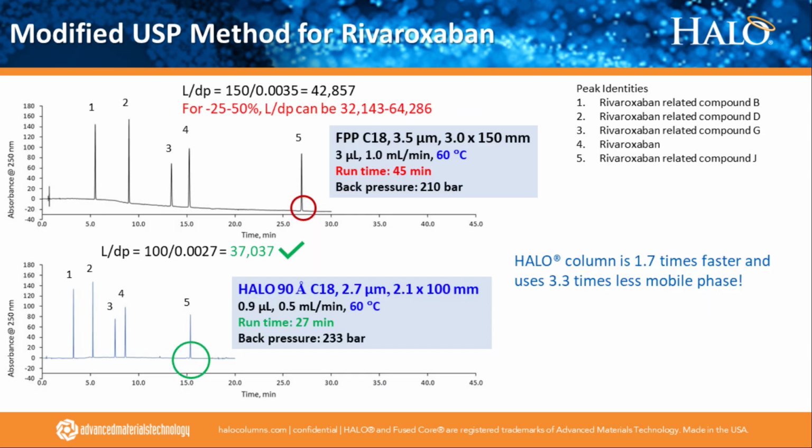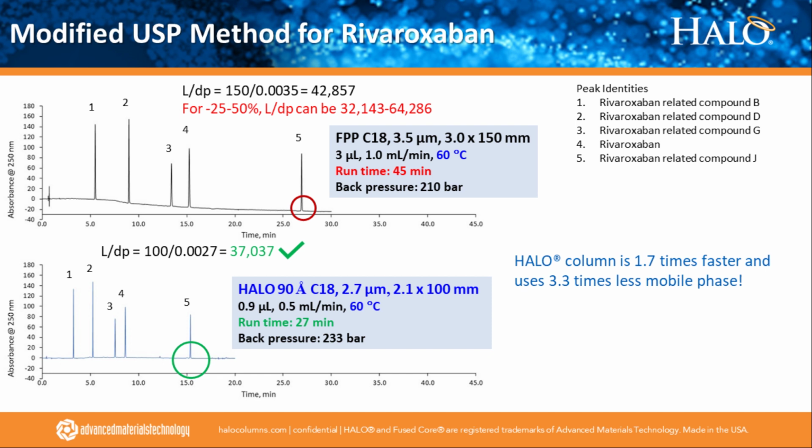And for my last example here, we have modified the USP method for rivaroxaban. Rivaroxaban is the active ingredient in Xarelto, which is a medicine used to treat blood clots. And you can see the original runtime is 45 minutes on an FPP C18 column in 3 by 150 millimeter dimension.